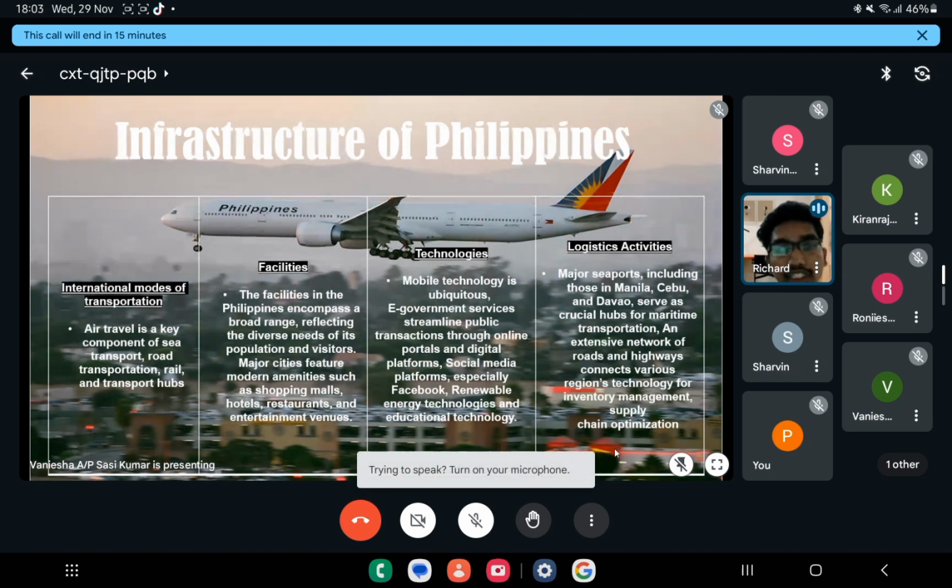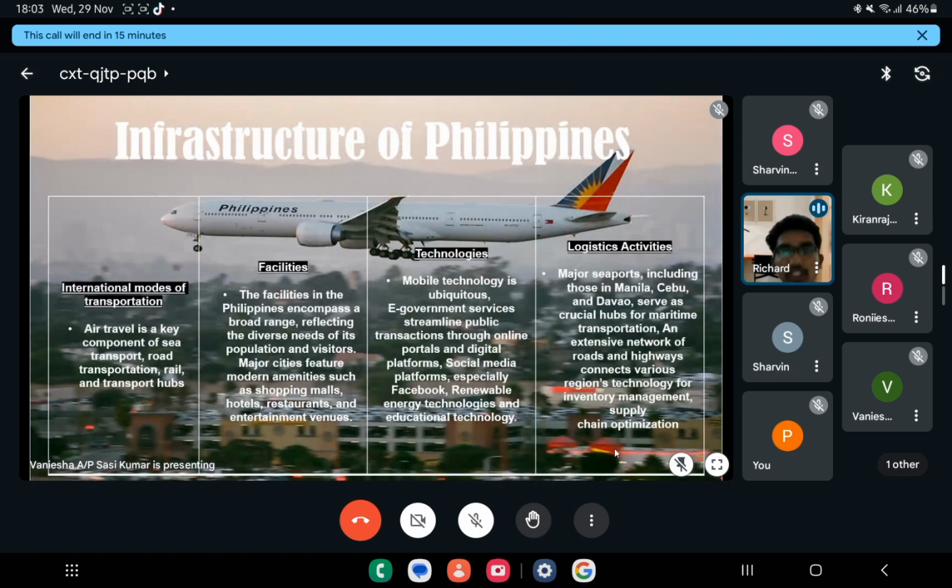The second one is sea transport. Sea transport is crucial given the country's island geography. It is one of the transports mainly being used for connecting major ports like Manila and Cebu to global trade networks.